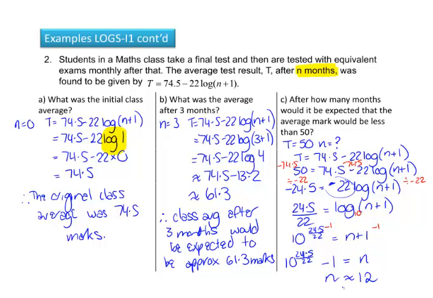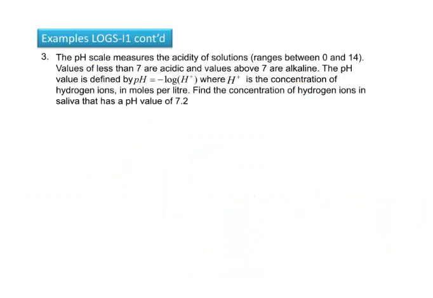Okay, I can't fit my therefore statement in, but the therefore statement would be the average mark would be expected to drop below 50 after 12 months. Okay. Let's look at another question.